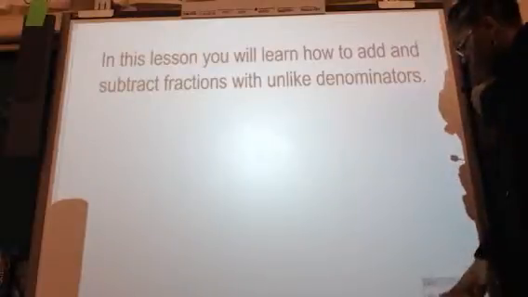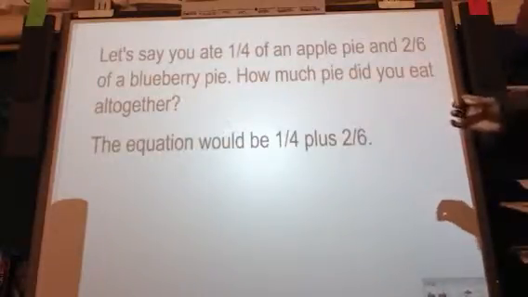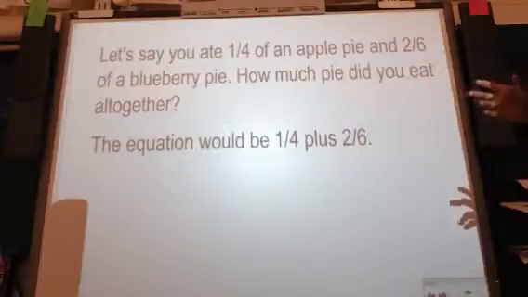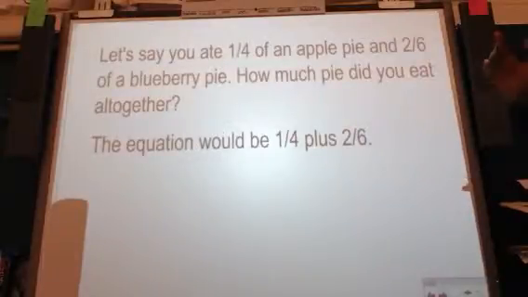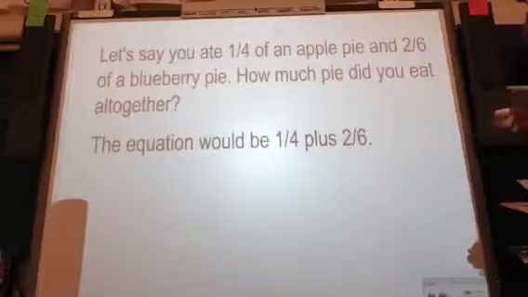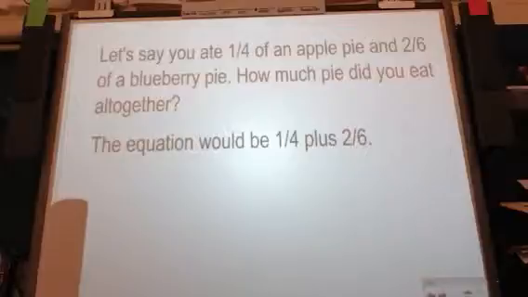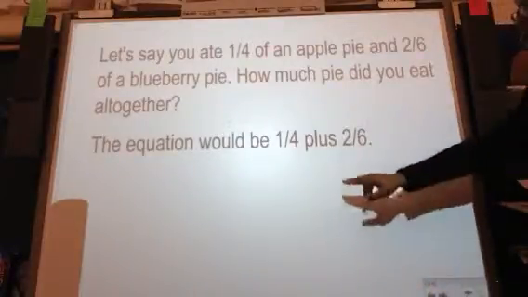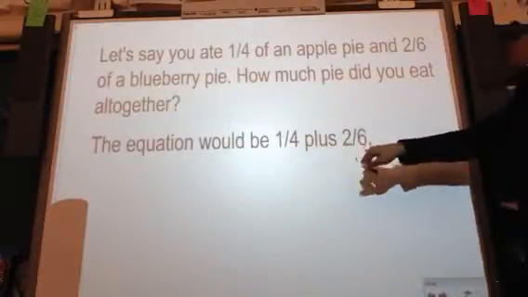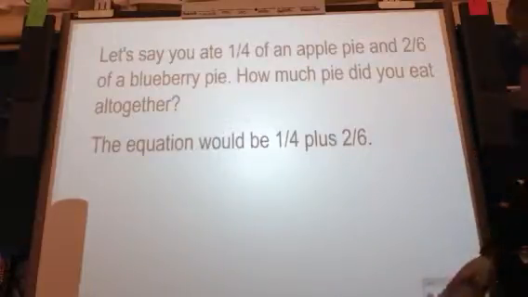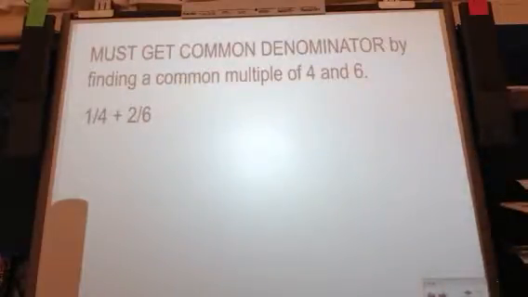Let's get started. Let's say you ate 1/4 of an apple pie and 2/6 of a blueberry pie. How much pie did you eat altogether? Well, the equation would be addition, so it would be 1/4 plus 2/6. When you look at these, the denominators are 4 and 6, so you cannot add those how they are. You must get common denominators by finding a common multiple of 4 and 6.